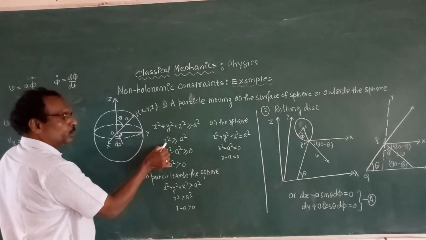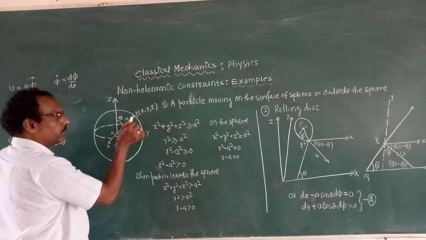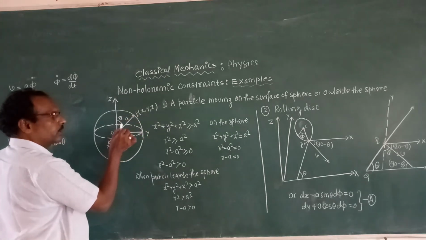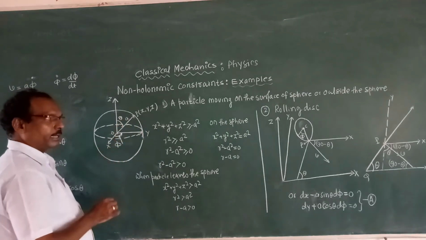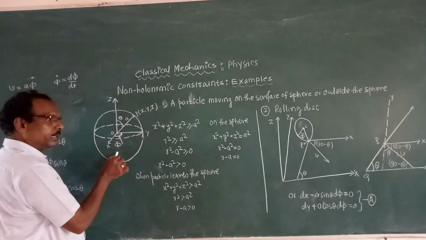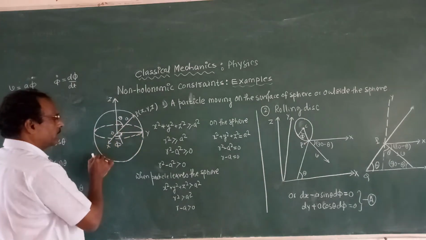Here R, the position vector of the particle P at a given instant, is at a distance equal to its radius. The particle may slide down. The particle may move on the surface or slide down.